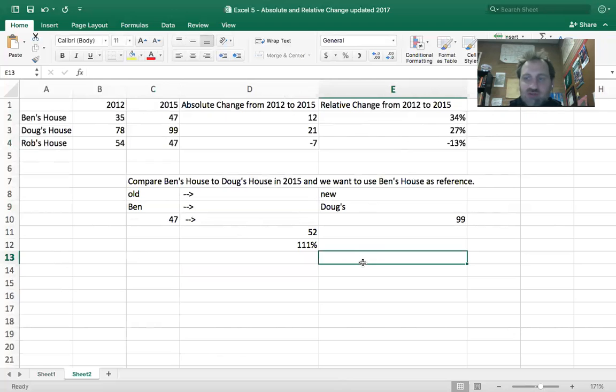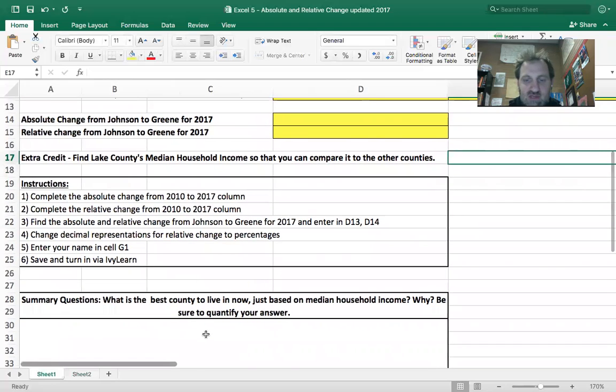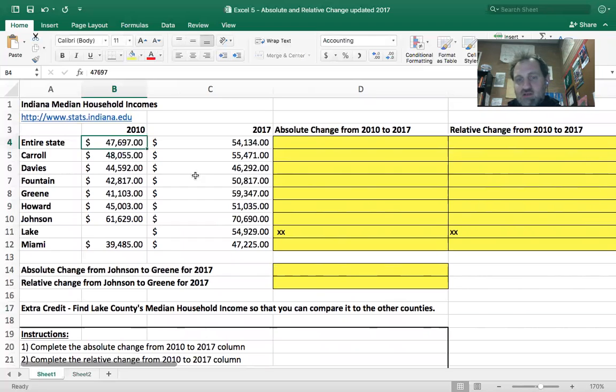The summary question, pretty straightforward. I don't want to make it complicated for every assignment. Here, just which county is the best to live in. This is median household income. Remember, median is an average, right? So this is like the average house. The average house in Indiana in 2010 was earning about $48,000. The average house in 2017 was earning $54,000.